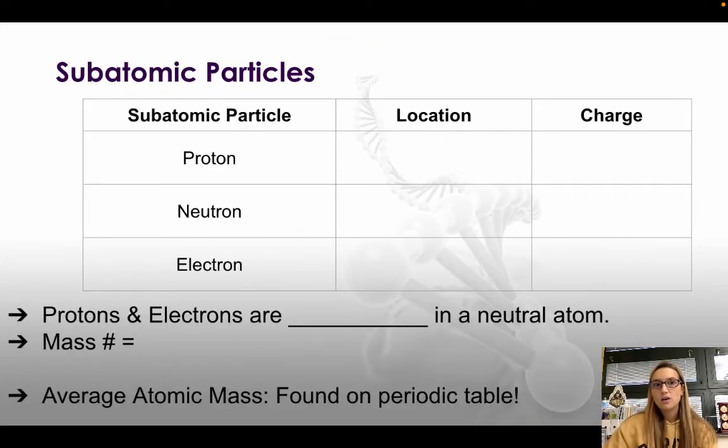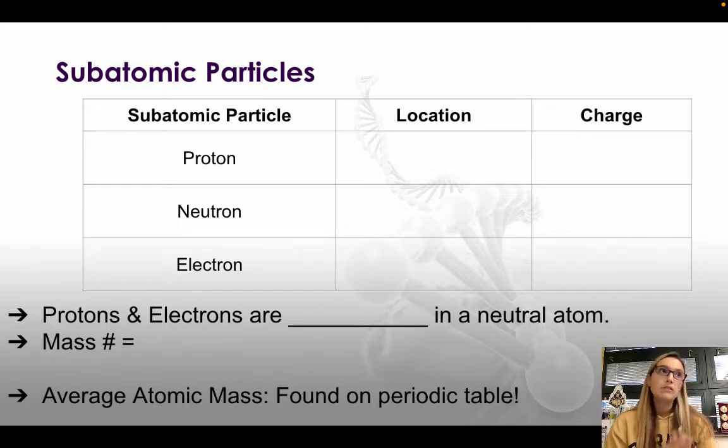Now, in terms of what makes up an atom, we have what are called subatomic particles. Subatomic means that we have smaller particles within the atom. And we have three main subatomic particles that we're going to focus on. We have the proton, the neutron, and the electron.